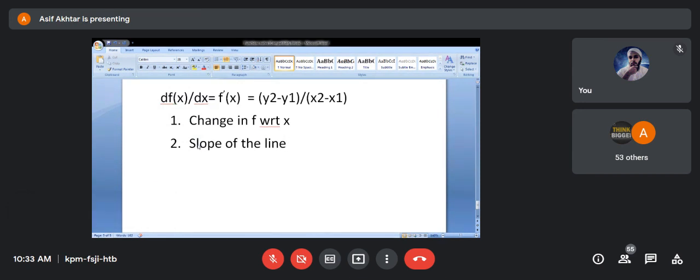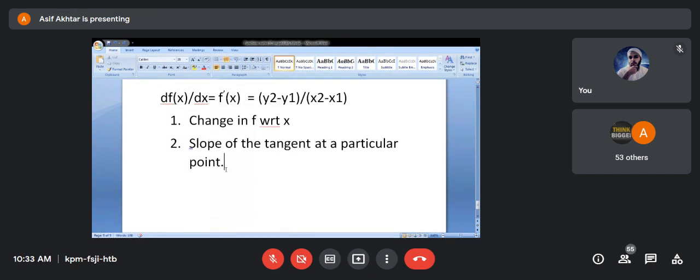So once again, two important meanings you can infer are: number one, if df by dx is given, this is the change in f with respect to x, and number two, it is the slope of the line. Which line is it? It is the slope of the tangent at a particular point. I did not want to use the word tangent, because I don't know how many of you can recall tangent, which is why I simply used the word line. I will show you the picture and then you will understand what the slope of the tangent is.